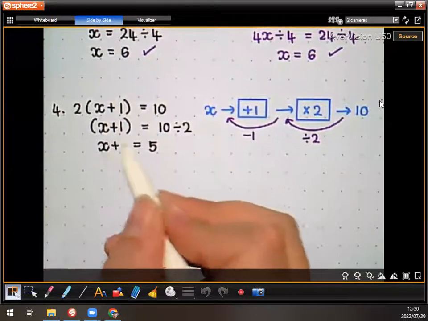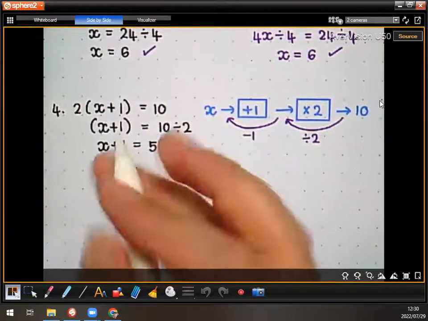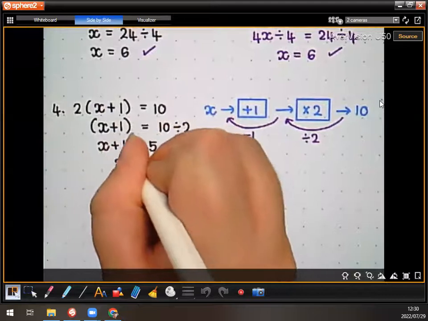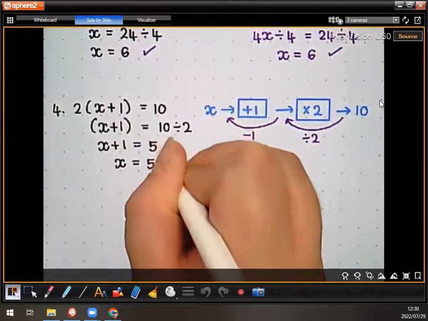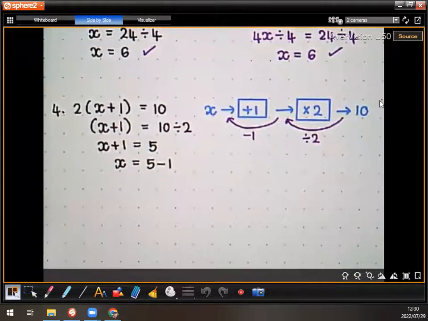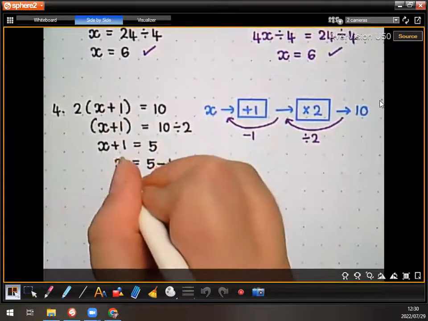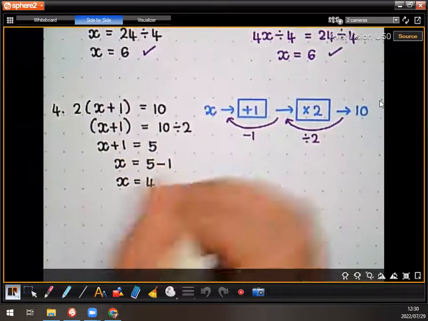Now, what is the opposite of adding 1? Subtracting 1. So I need to say 5 minus 1. Which is what? 4.